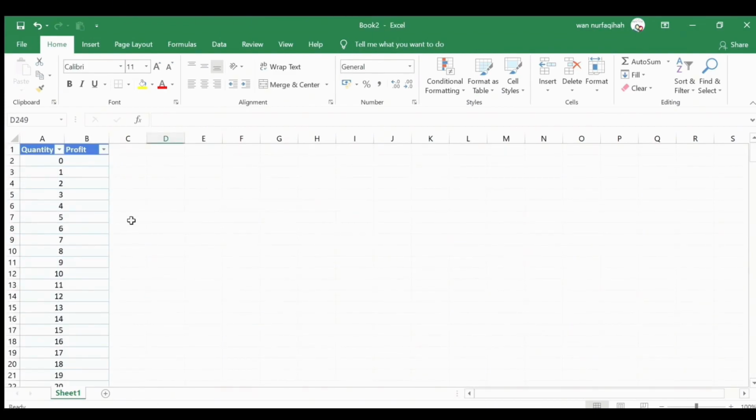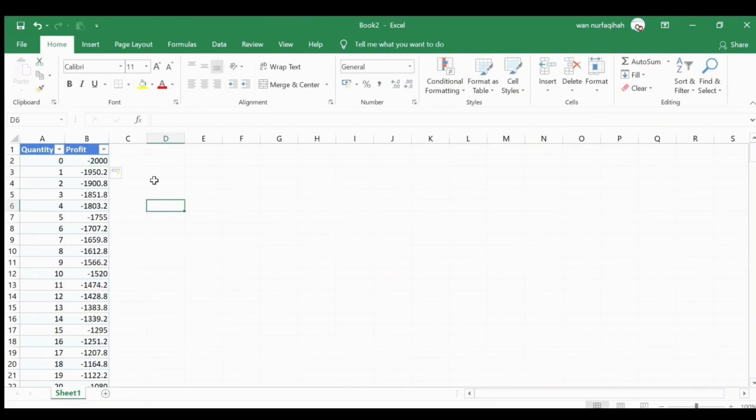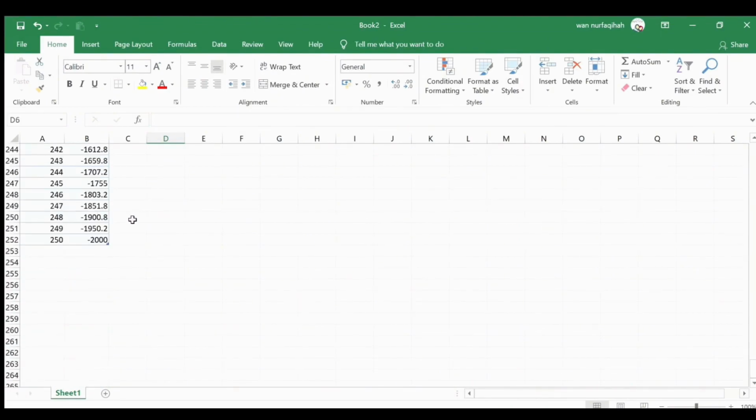And then for the profit, we will put the function formula that we found in the first question, negative 0.2Q squared plus 50Q minus 2000. Then we will get all the answers. When the quantity is 0, we will get the profit of minus 2000, and the same with 250 units, we will get minus 2000.